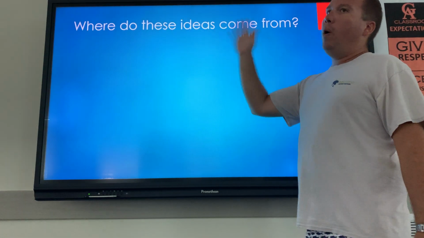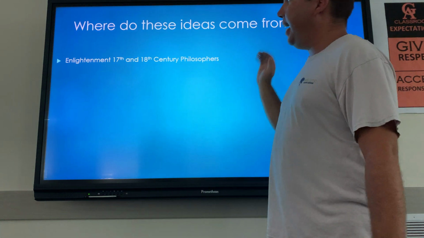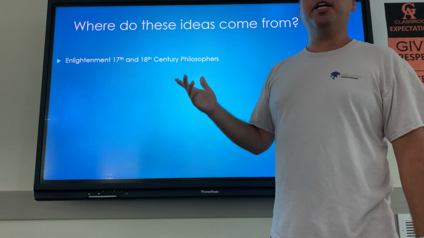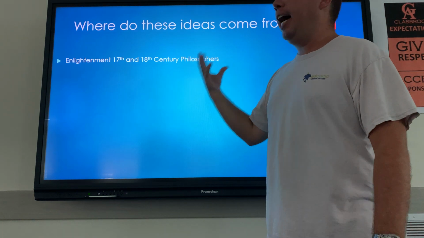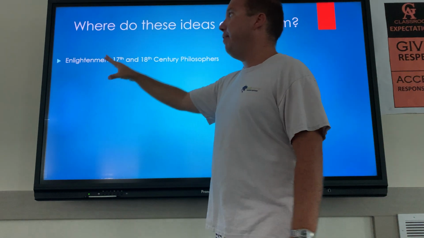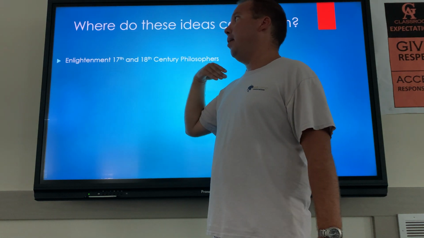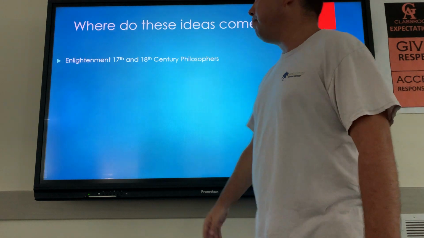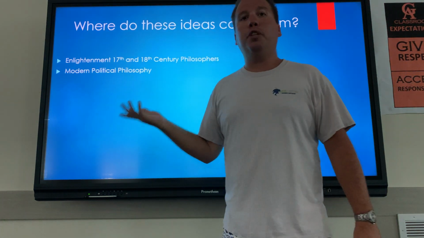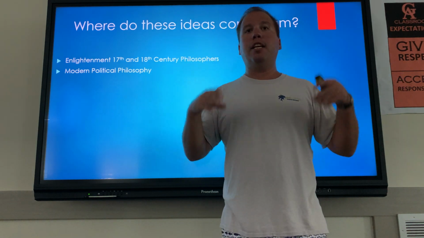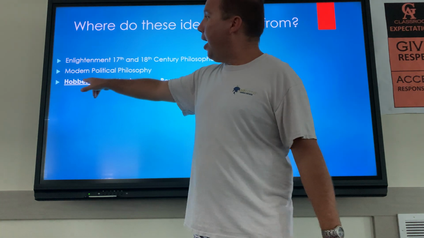Now, where do these ideas come from? They come from the Enlightenment. That was in the 17th and 18th century in Europe. It was the age of reason, the age of logic. We had huge scientific developments, mathematical developments, and art flourished during this time. It's really where we get our idea of modern political philosophy that gives us the basis for our government. So we talked a little bit about Hobbes and Locke.